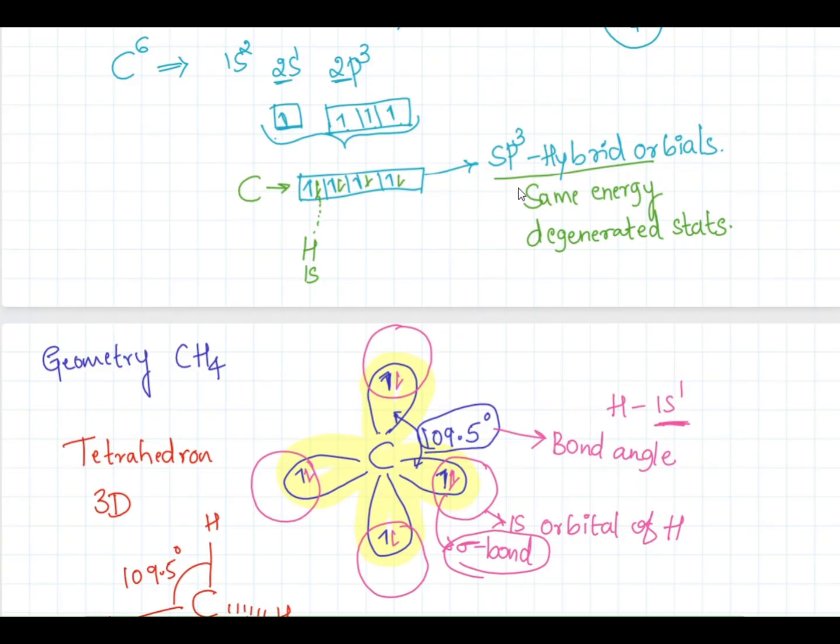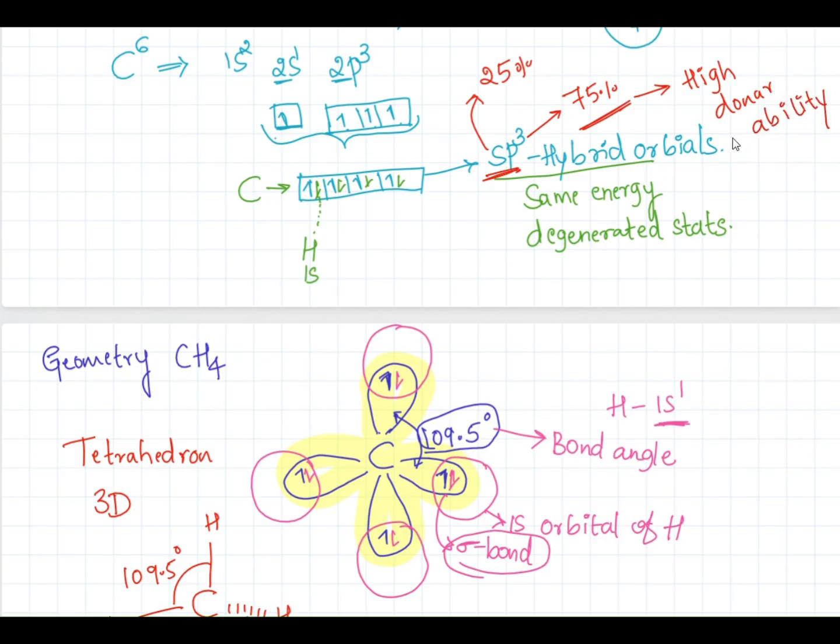And in the case of sp3 hybridization, the s character is 25% and the p character is 75%. As we discussed earlier, it has higher p character, which means it has high donor ability.